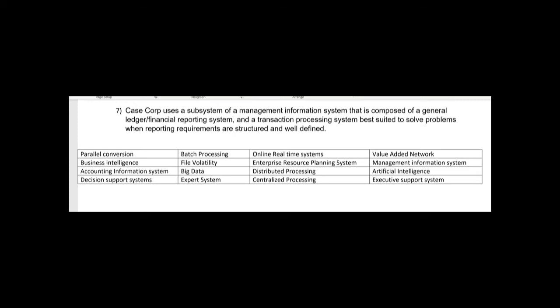Raise your hand. Good. Accounting information system is a subsystem of a management information system, and it's composed of a general ledger financial reporting system and a transaction processing system. And we said AIS is best suited to solve problems when reporting requirements are structured. That means the computer can solve it, do it the same way every time, and well-defined. Like sales and purchases may be numerous, but if each is processed the same way every time, then an AIS is a good fit. For problem solving where decision-making is less structured, then a decision support system would be used.